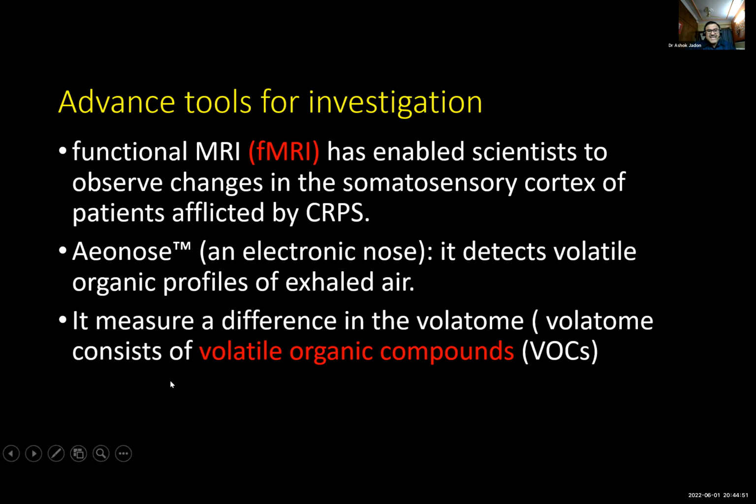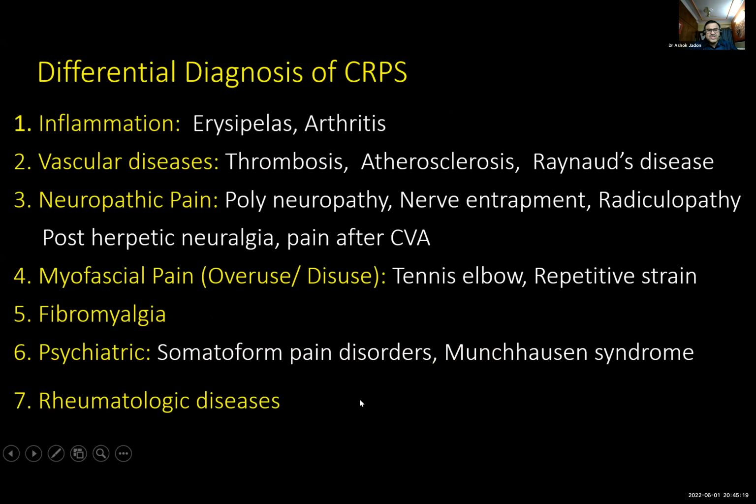Very recently, an electronic nose has been added, which actually detects the volatomes, which are the volatile organic compounds. Everybody has a different volatile organic compound composition in the exhaled air. And it has been seen that CRPS patients have a different set of profiles in the exhaled air, which can be picked up by this device. But it is still experimental, and probably will be helpful in the future.